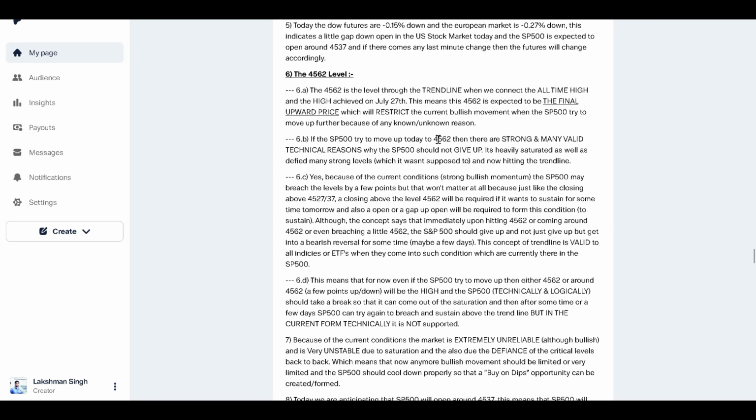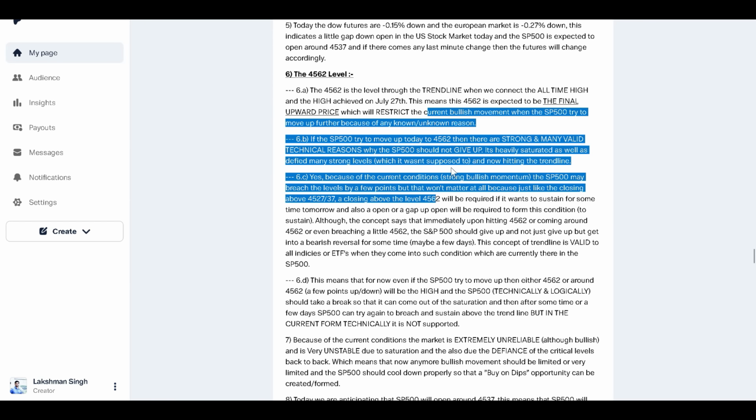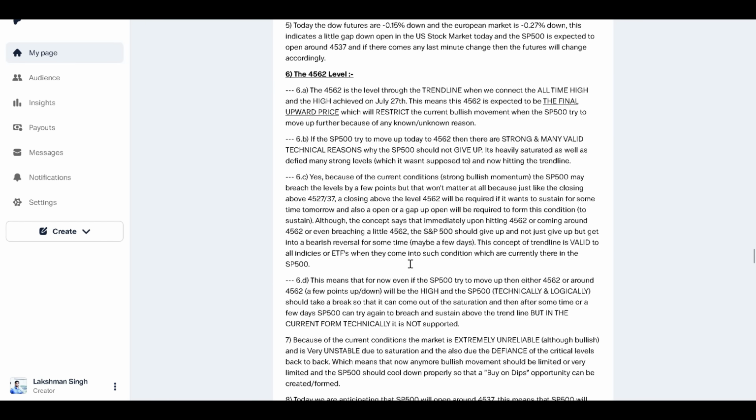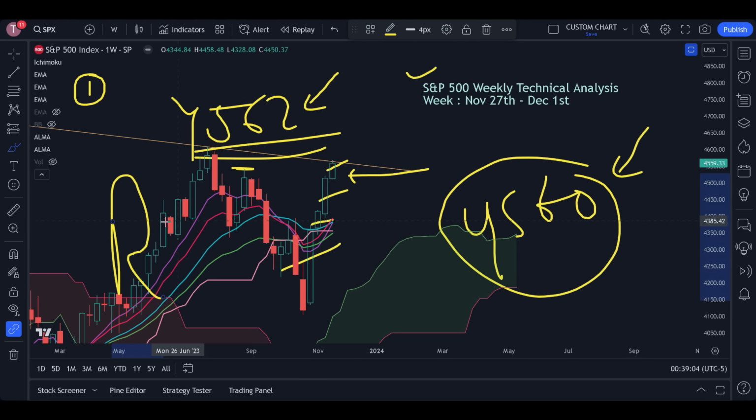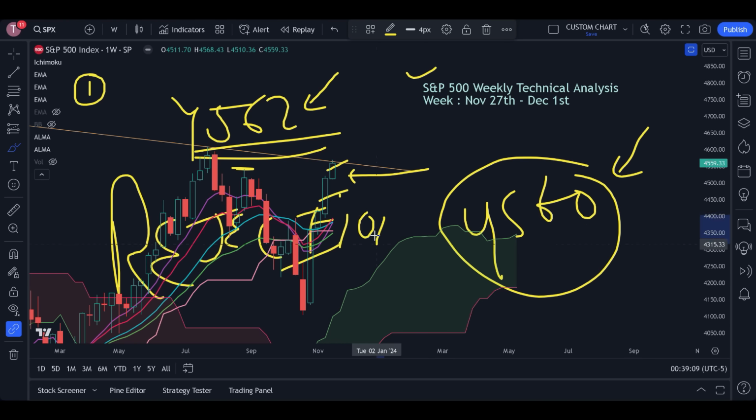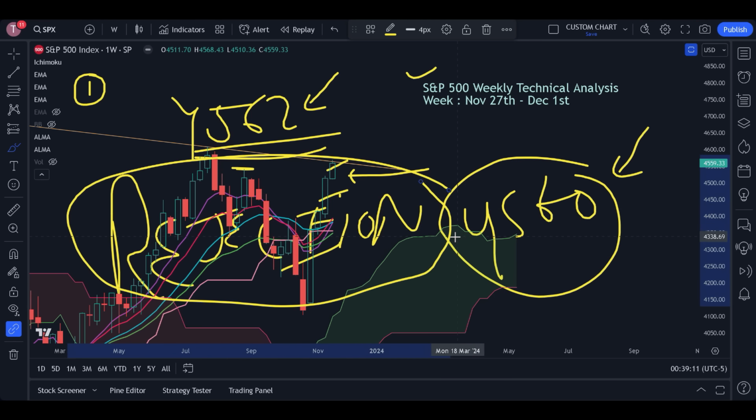Extremely limited means by a few points, and then again and again it will hesitate to move up. Because the closing of the S&P 500 was at 4560, whereas the trend line level was 4562 for the previous week, this means that there is a rejection. In technical terms, we call it a rejection, as simple as that.